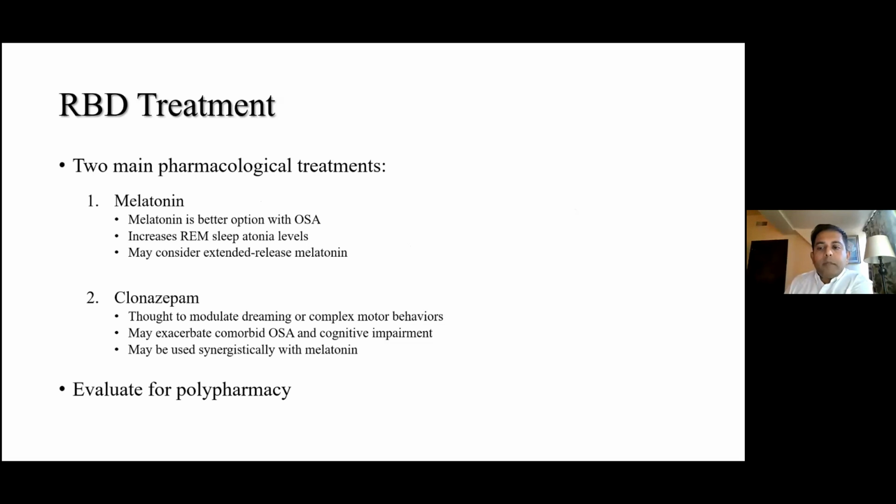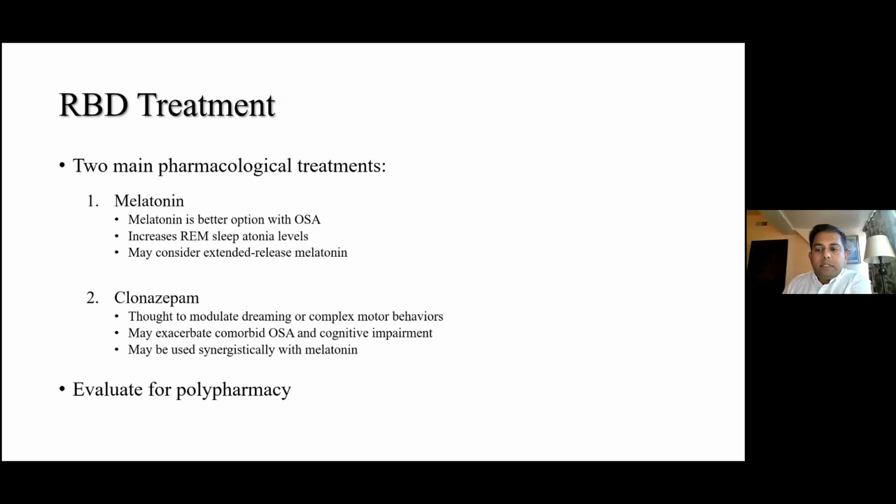So there's two main pharmacological treatments. First is going to be melatonin. We always start with melatonin first. And melatonin is a better option in individuals with sleep apnea because it doesn't cause upper airway muscle relaxation. And it's thought to increase the skeletal muscle paralysis during REM sleep that is characteristically lost in patients with RBD. One thing that I do is I usually will recommend extended release melatonin, just so it can last longer into the second half of the night. Because as I showed on that graph earlier, we spend more time in REM sleep in the second half of the night.